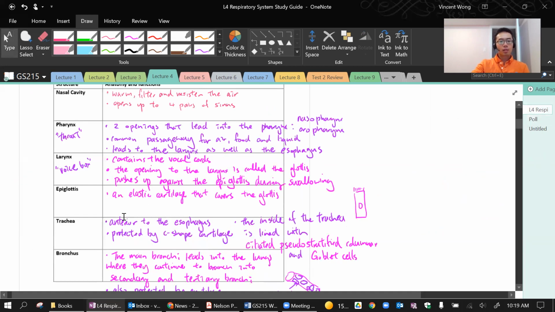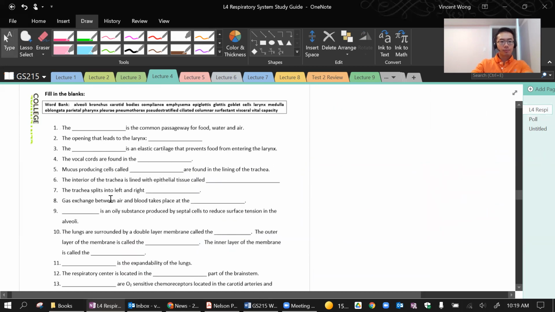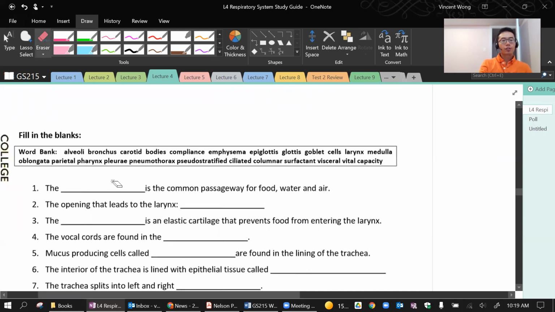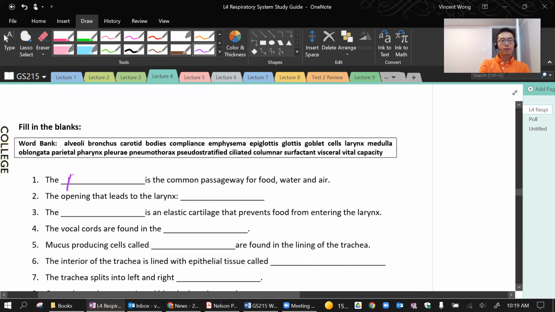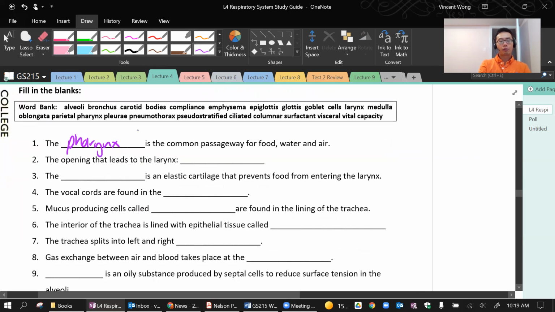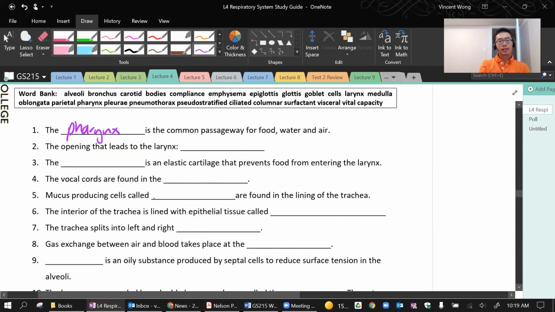All right, let's finish with the fill in the blanks here. Okay, first one, the pharynx. The pharynx is the common passageway for food, water, and air. The opening that leads to the larynx is the glottis. And covering the glottis would be the epiglottis.